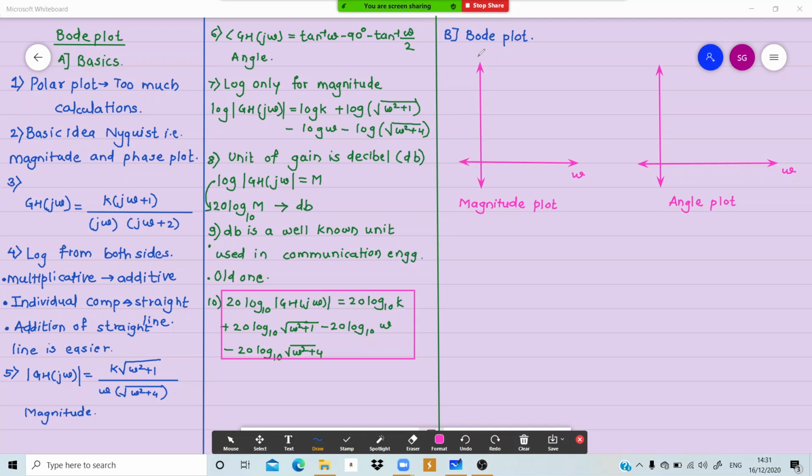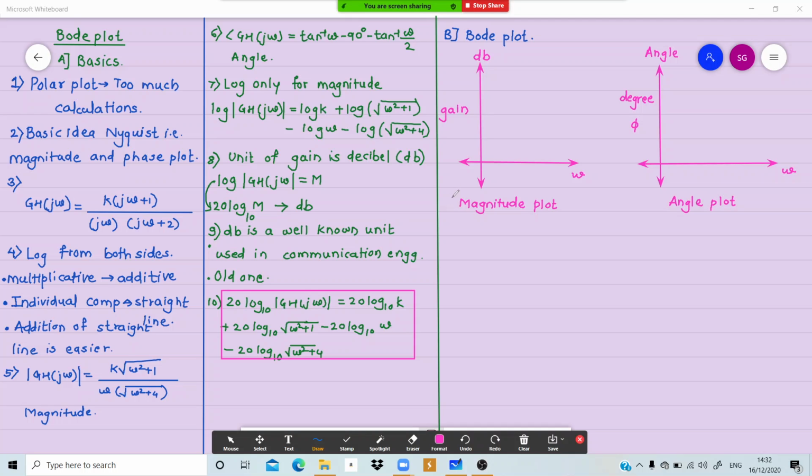On the y-axis you are going to have gain, yes of course, and it is going to be in dB, right? Then the second thing is this axis will be angle, in degrees. Normally we will denote it by phi, right? So this is for the angle, and these are the magnitude and angle plots which are going to be there in the Bode plot.